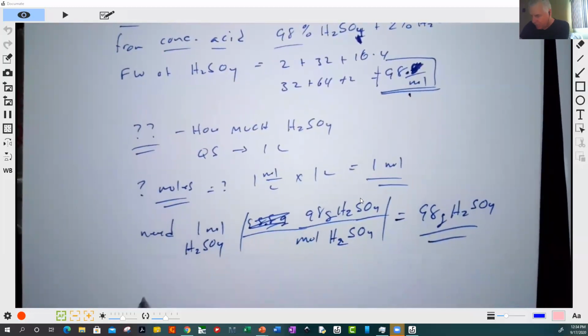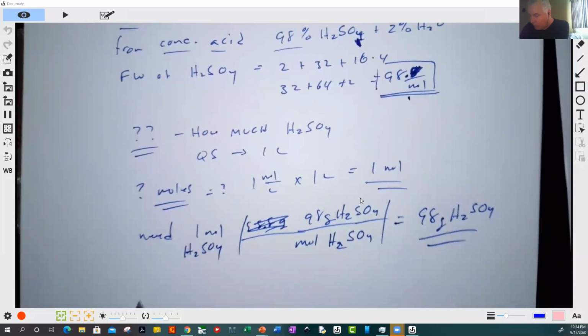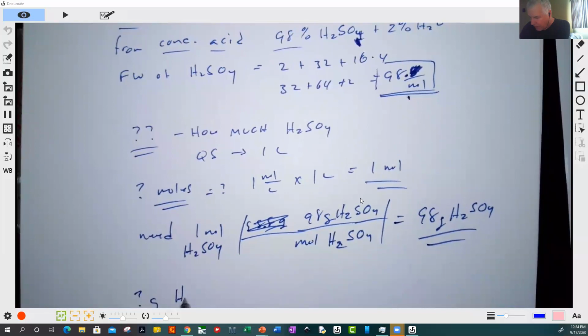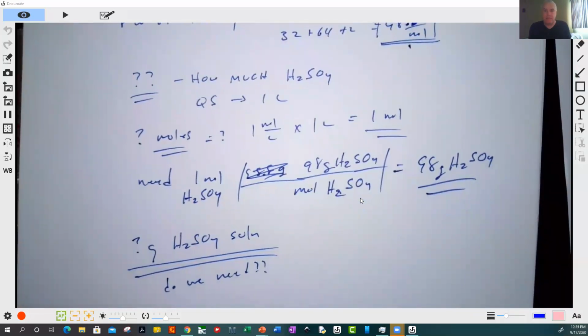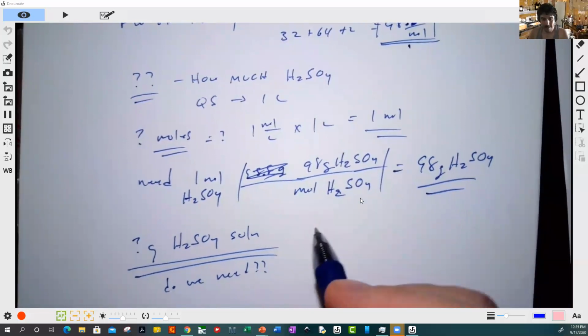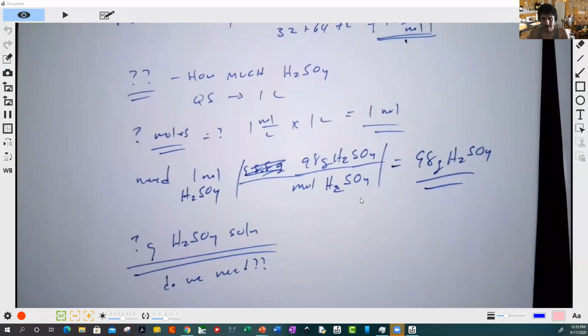Okay. So if we have 98 grams, how many grams of H2SO4 solution do we need? That's the next question. Do you take the 98 grams of H2SO4 and multiply it by 0.98? That is a great idea, but it's completely wrong. It's upside down, actually. Although we didn't write it in the 98 grams, it's technically grams per liter.